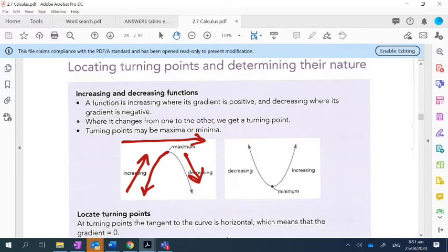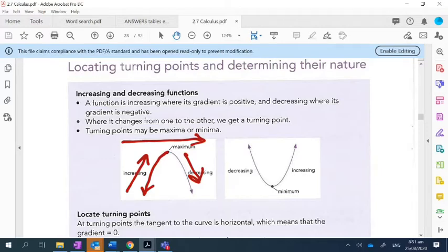So a function is increasing where the gradient is positive. We know that from our study of gradient or slope. If the slope is positive, that means the line is going up or increasing. And it's decreasing where the gradient is negative. Make sense? Remember that from anything you learned about slope. Where it changes from one to the other, we get what's called a turning point. And turning points may be either maxima or minima, maximums or minimums.